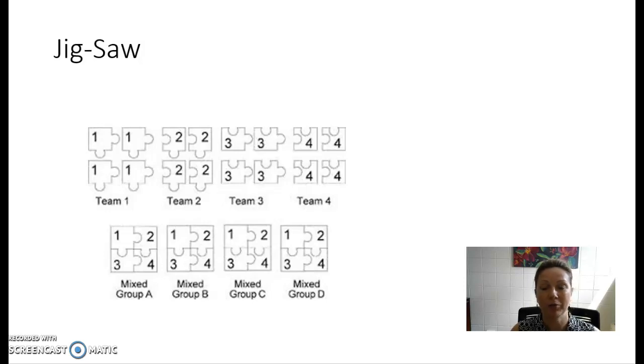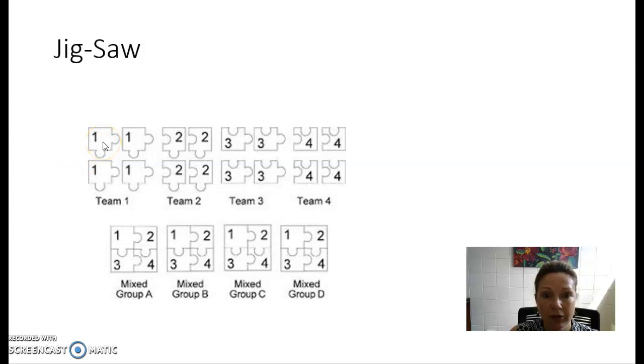We are going to try a really cool collaborative learning strategy called Jigsaw. And I want to explain it to you in a few different ways because it can be a little confusing at first, but once you understand it, it's an activity that you can use in order to make the group work productive in your classrooms.